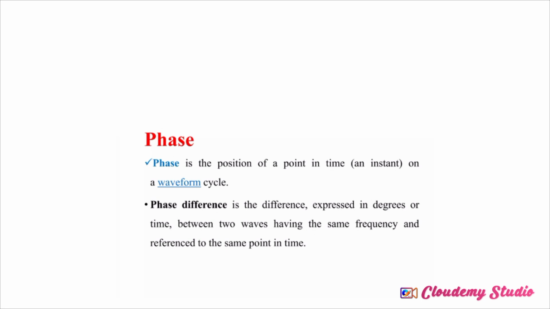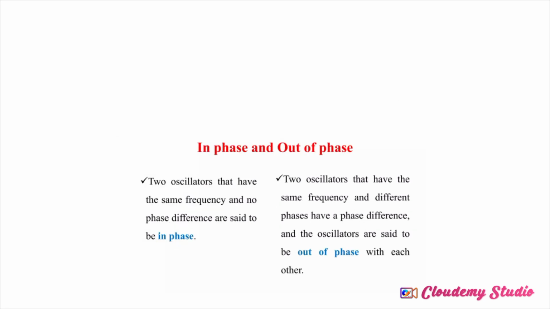So phase is the position on a waveform cycle. I already described what a waveform cycle is. So phase difference is actually expressed in degrees. This is something very important, but that should be discussed in detail under waves. So two waves having the same frequency and referred to the same point. So basically we can have a wave that is in phase and out of phase. So in phase and out of phase, that's basically what that means: they have the same frequency, no phase difference to be in phase.